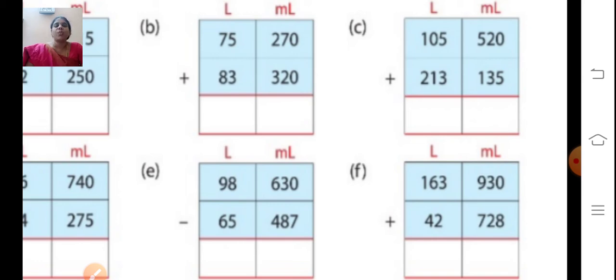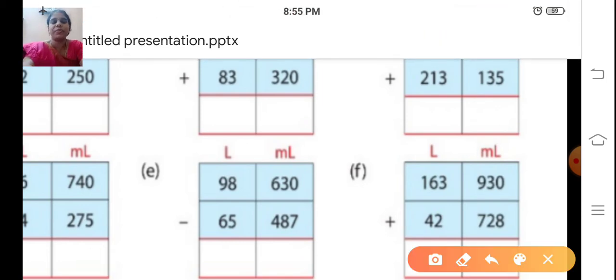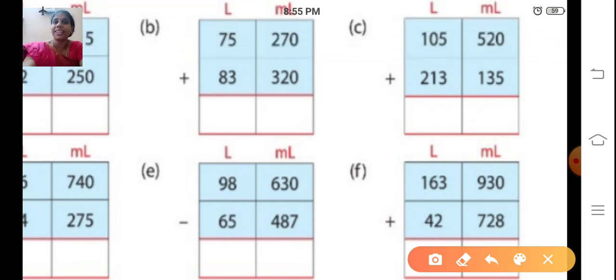We are going to add 105 liter 520 milliliter, 213 liter 135 milliliter. Just see the symbol. Yes, it's a plus symbol, isn't it? So we are going to add these two now. So first we'll add the milliliter. 0 plus 5, 5. 2 plus 3. After 2: 3, 4, 5. So write down 5. Next 5 plus 1. After 5: 1, 6.